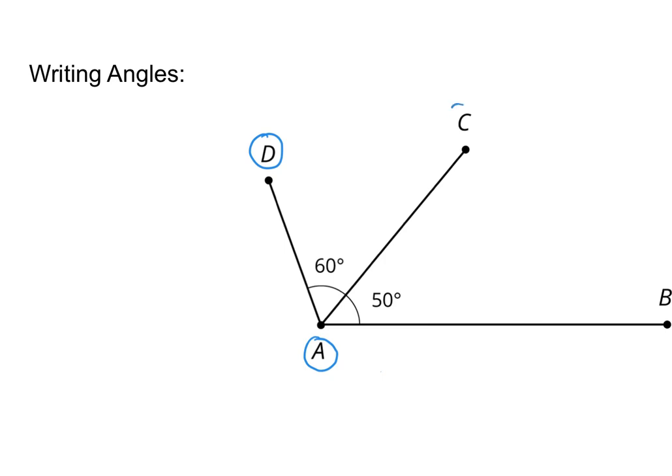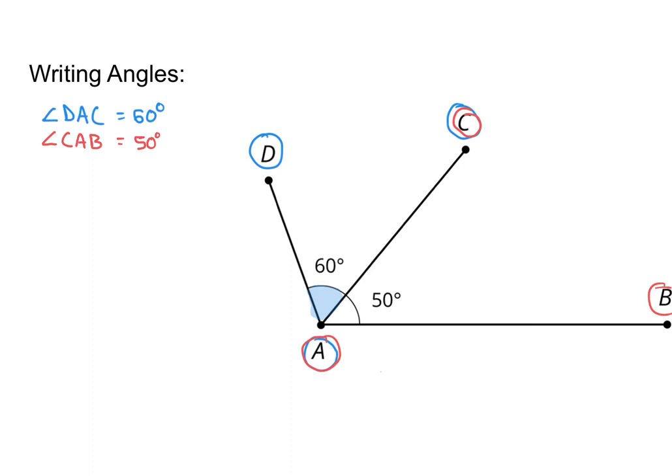So let's start with C. We could then say that angle DAC is 60 degrees, because it would be this one right in here. Likewise, we could talk about angle CAB, which is 50 degrees. Both acute angles, but very different measure.